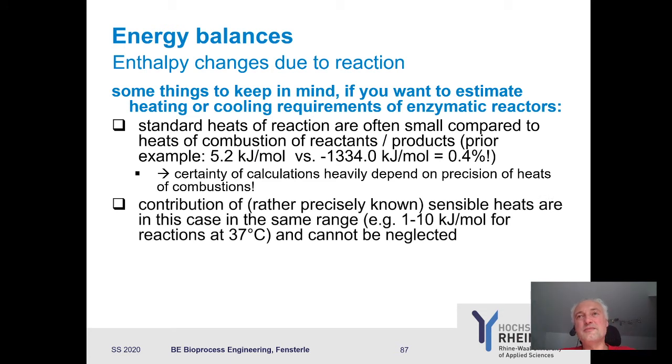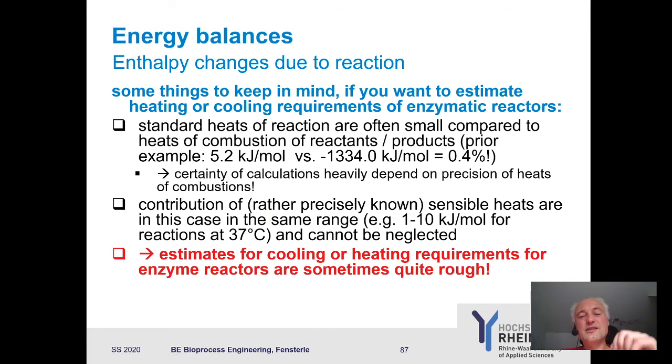We usually said that sensible heat changes are not an issue, but in this case, sensible heat changes are in the same range. So if we need to heat up and cool down something, we will talk about that later on again. If we look at our reactions where we have our biomass growing, sensible heat changes are in the range of 1 to 10 kilojoules per mole for reactions at 37 degrees. So in this case, we have to take into account these sensible heat changes. Nevertheless, if you estimate cooling or heating requirements for these enzyme reactors, usually the first calculations can be quite error prone because your precision of your values might not be enough.